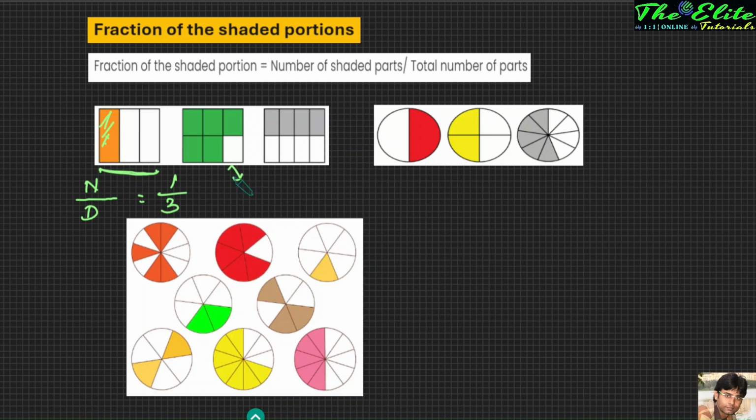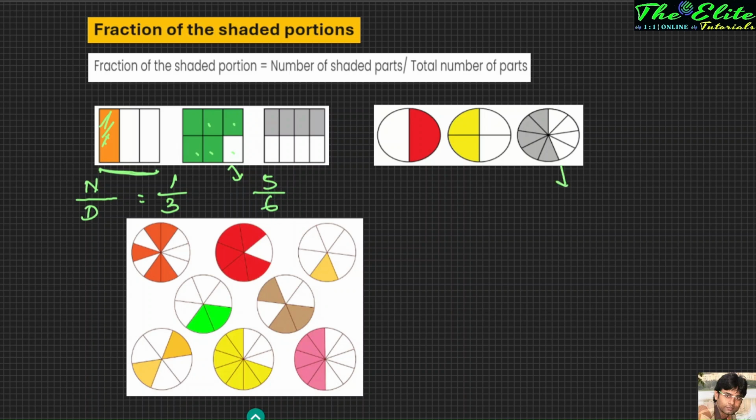Likewise, if you go for this, it is 1, 2, 3, 4, 5, 6 equal parts. So that number will be written in the denominator. Means we can start writing from the denominator itself, no problem. And you can again count what are the portions or parts shaded. So it is 5. So you can write 5/6 for this.